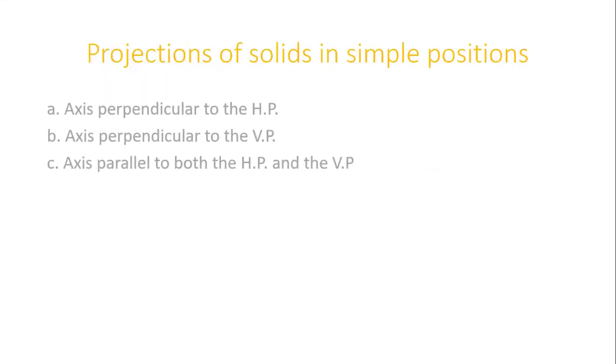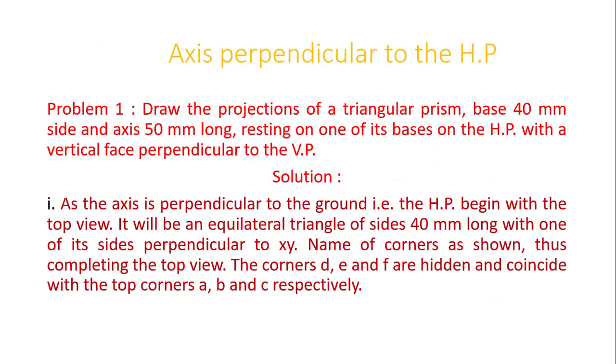Now we will discuss the projection of solids in basic simple positions. There are three boundary conditions: axis perpendicular to the horizontal plane, axis perpendicular to the vertical plane, and axis parallel to both the horizontal and vertical planes. Among these, we will discuss one boundary condition with a simple elementary example. We will take the first one, axis perpendicular to the horizontal plane.